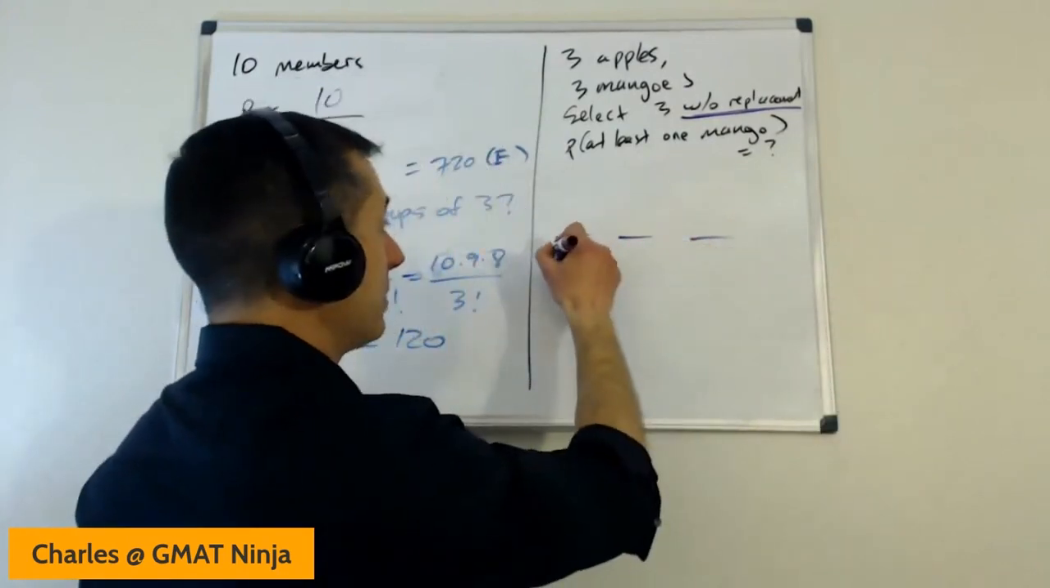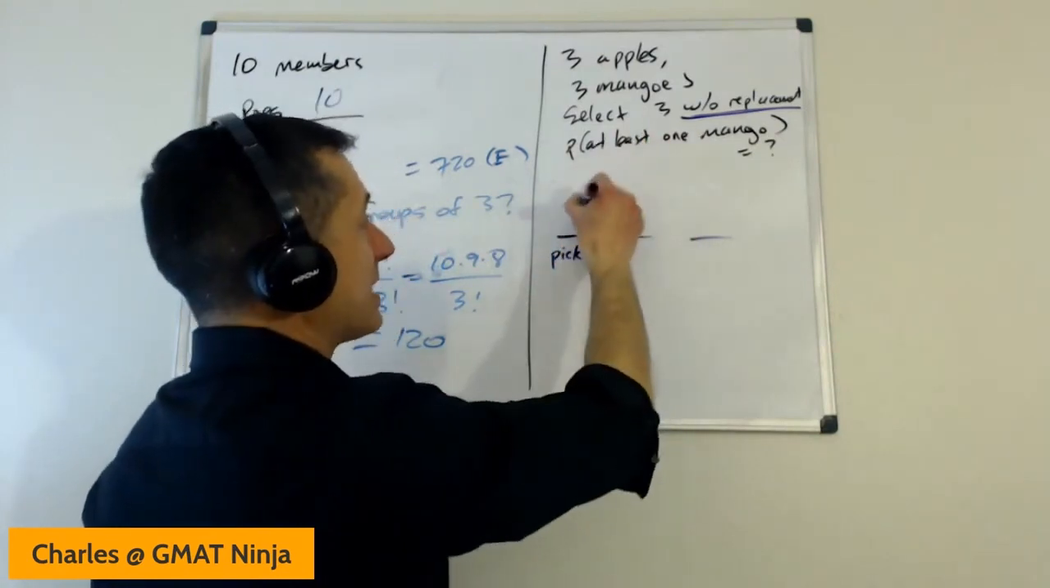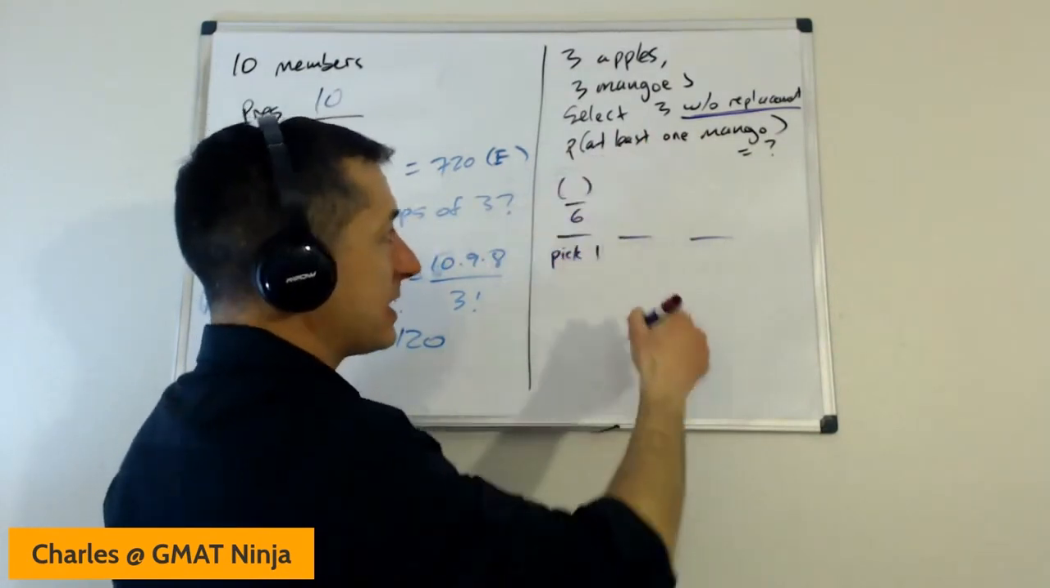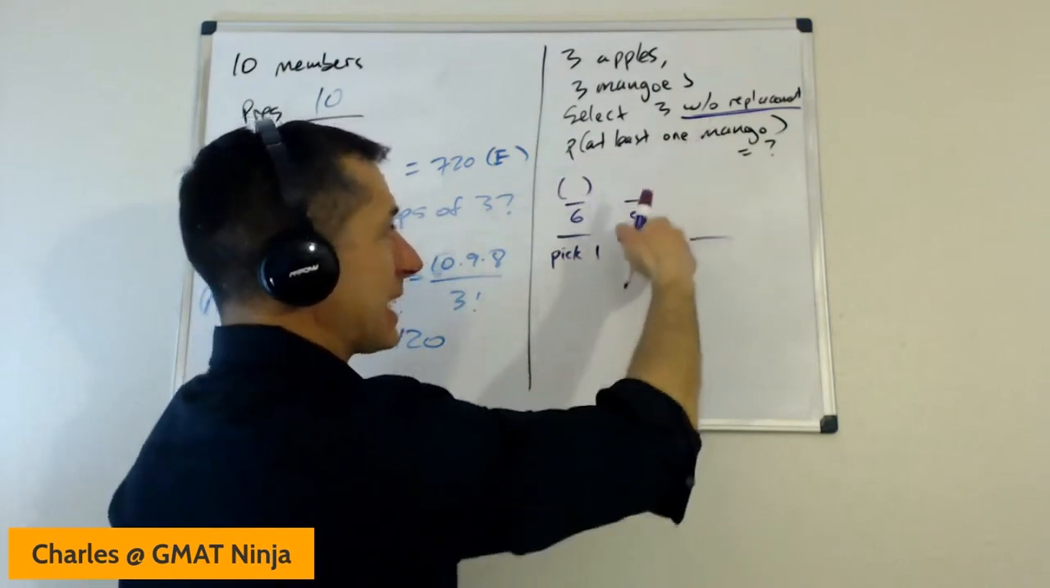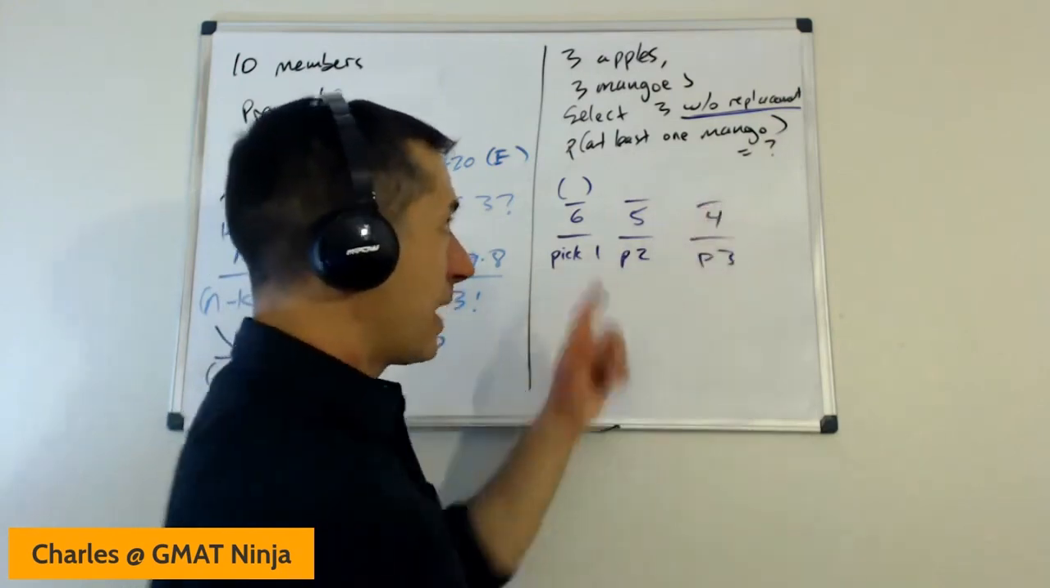So first one, so pick 1 here. Yeah, I'm going to get something over 6. We'll talk about this more in a second. If I'm not replacing, I got 5 choices for pick 2. And I got 4 left for pick 3, and we'll get into the rest of it in a moment.